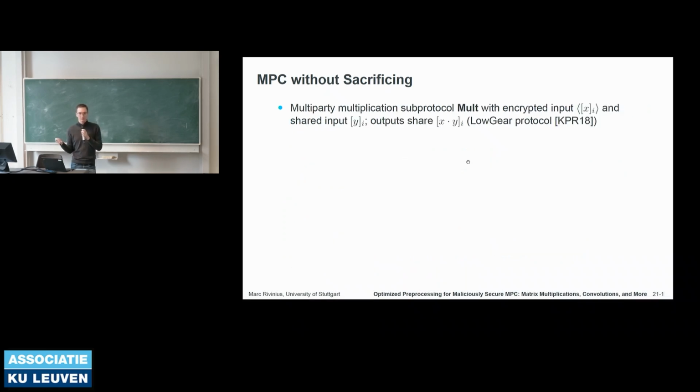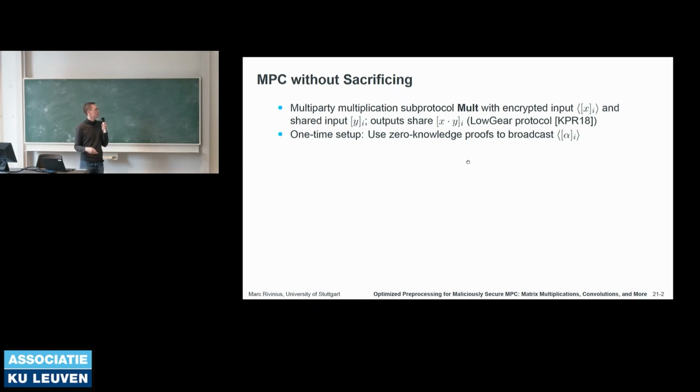So for that, we just assume first here for presentation that we have some subprotocol where we do some kind of multiplication, where as input you have encrypted shares of X and shares of Y, and the output is shares of X times Y. But it doesn't have to be correct, it can introduce an error. So usually what we use here would be the Low Gear subprotocol.